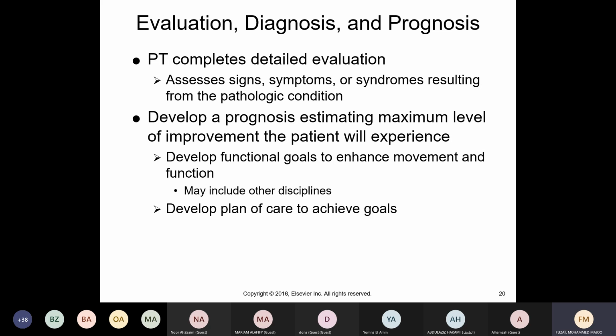Aside from that, they should be assessing signs and symptoms, syndromes that may be related to pathologies. You have to come up with a prognosis. What's the maximum level of improvement that you may expect of the patient? Be realistic. You want to develop functional goals for that patient, to restore as much movement as possible to the point prior to the injury or prior to the pathology. So what's your plan for achieving it? You make a plan here to achieve these goals.